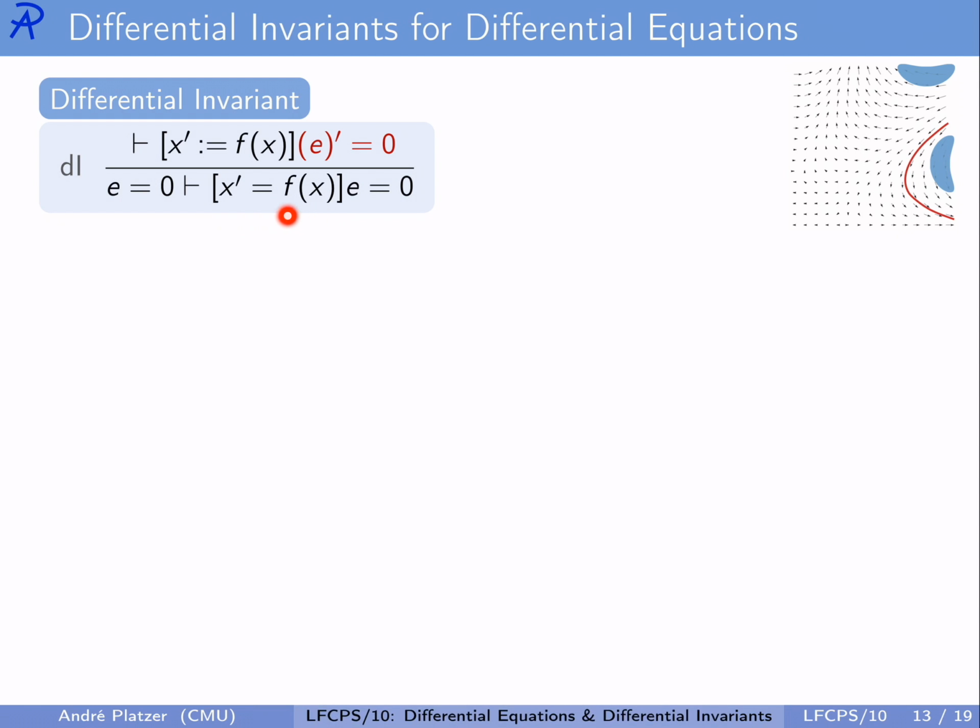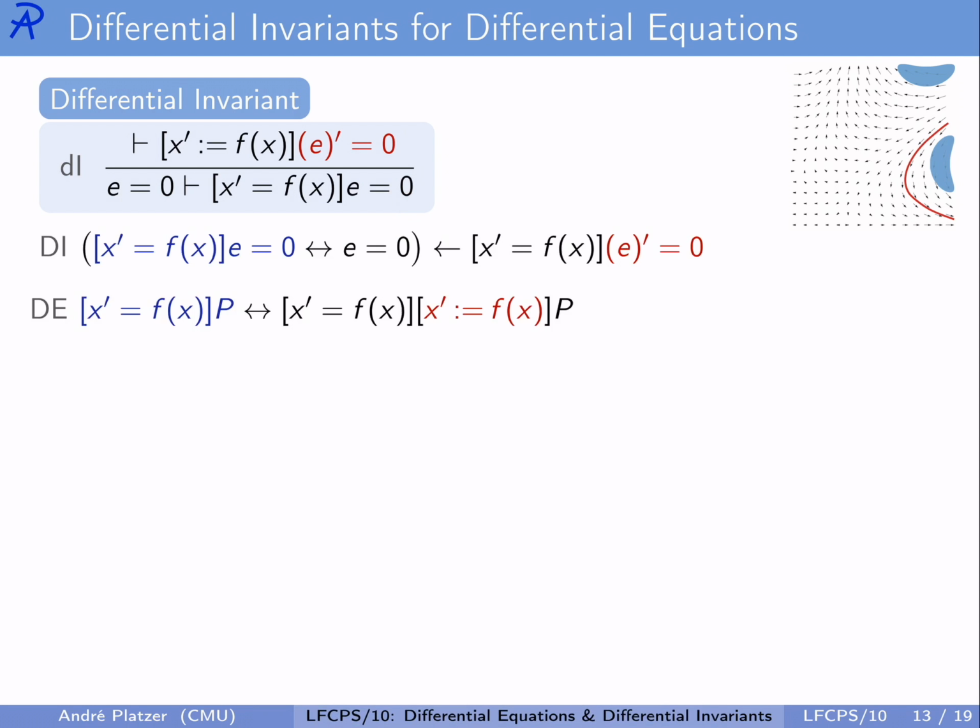In order to prove that, it suffices to prove that if I assign the right-hand side of the differential equation f of x to the left-hand side of the differential equation x prime, notice this is an assignment, whereas this is a differential equation we're following for a continuous time, that's a discrete time operation, then if we prove that the value of the differential of e prime is 0, if we prove this induction step up here, we have proved that e equals 0 remains true always along the differential equation, if only it was true in the beginning.